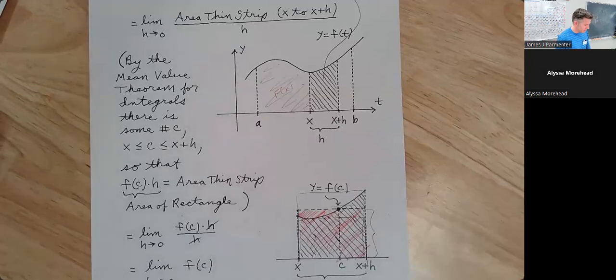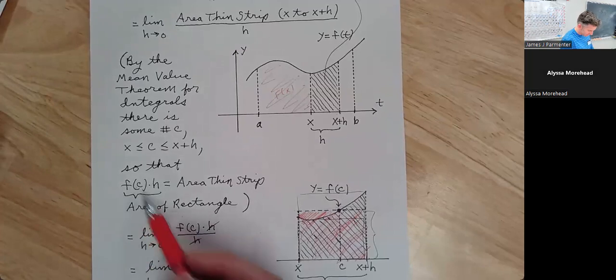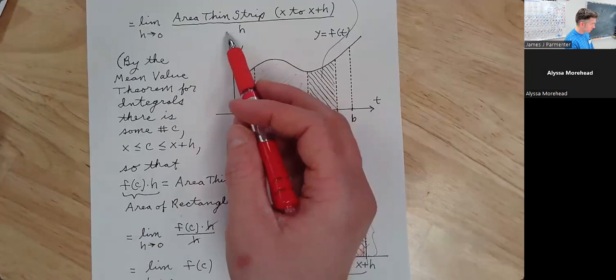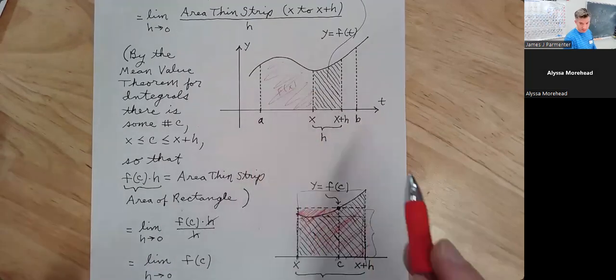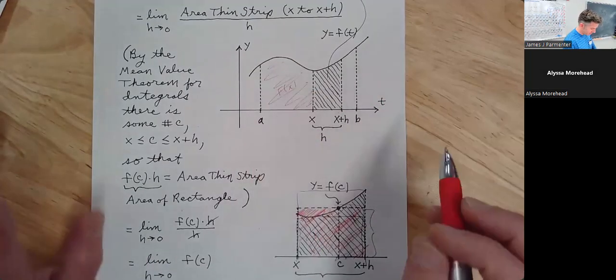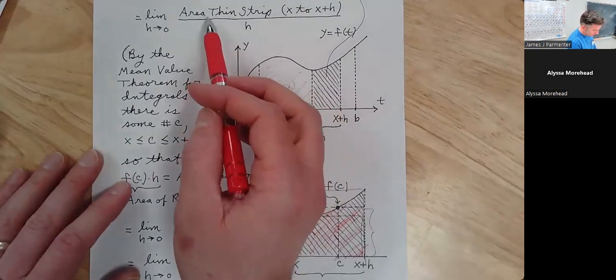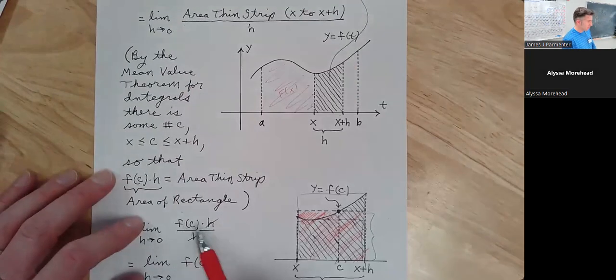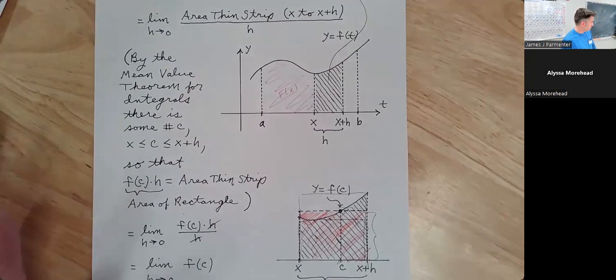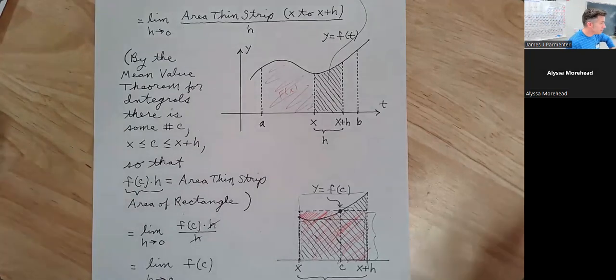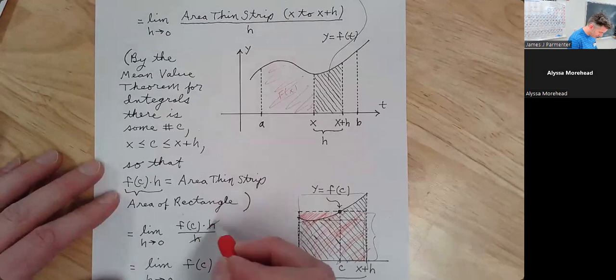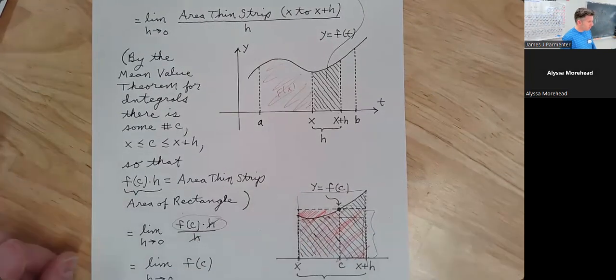But here's what that means for us. It means that there's some point c where f of c times the base, which is h, is equal to this here. We can talk about this part specifically more next time, but I want to move on to the last part. So it means that the area of the thin strip really is f of c times h. There is some c between x and x plus h where that area is really just f of c times h. Then the h's cancel.